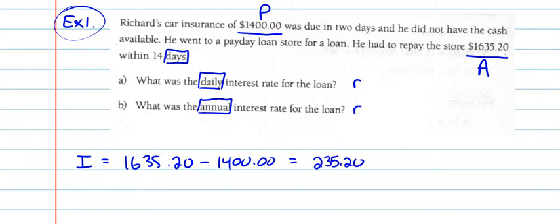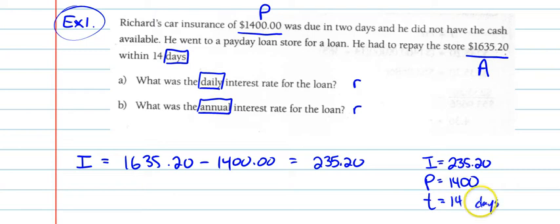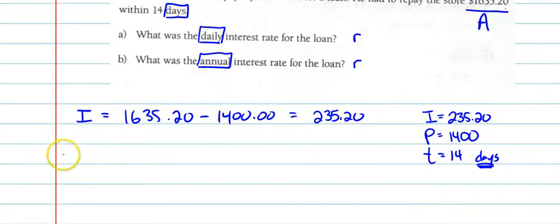So that is our I, that's our amount of interest. So we have I, we have P, and we have our T. Our T is 14 days. Now that is important, 14 days. So when we do question A, our T is in days, but they're asking for the daily interest rate. So we don't have to do a conversion here.